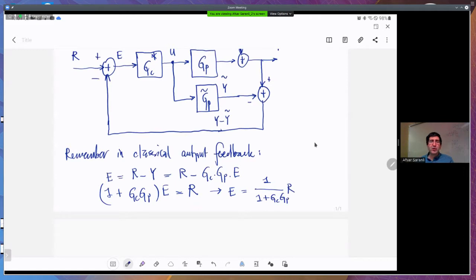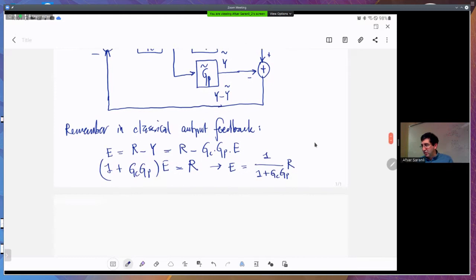And from there you can calculate the output, because it's nothing but gc gp times the error signal. Okay, so you get the output being simply gc gp over 1 plus gc gp times the reference signal. So you can express the output in terms of the input, and you can find the transfer function. Okay, so we will now try to do this for this architecture as well.